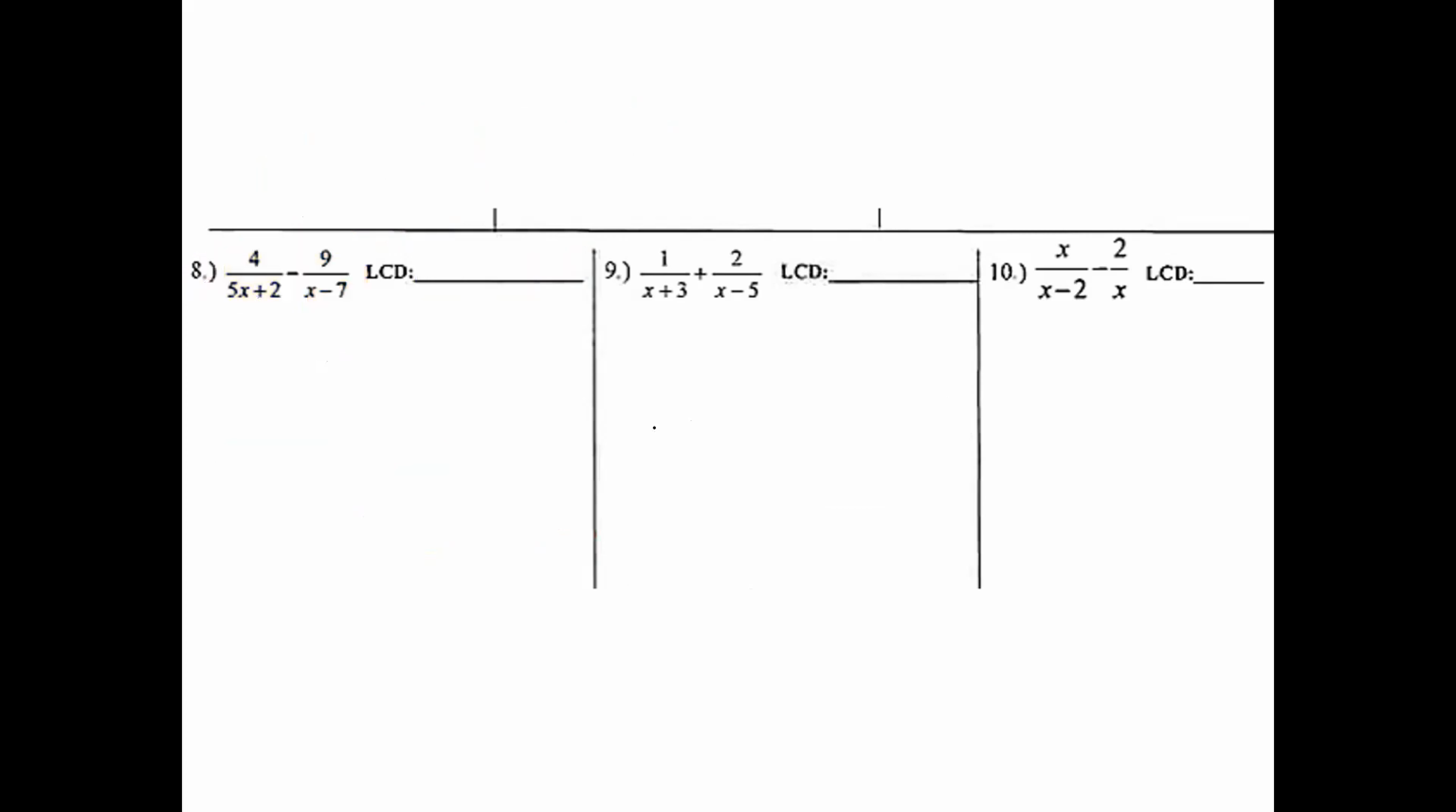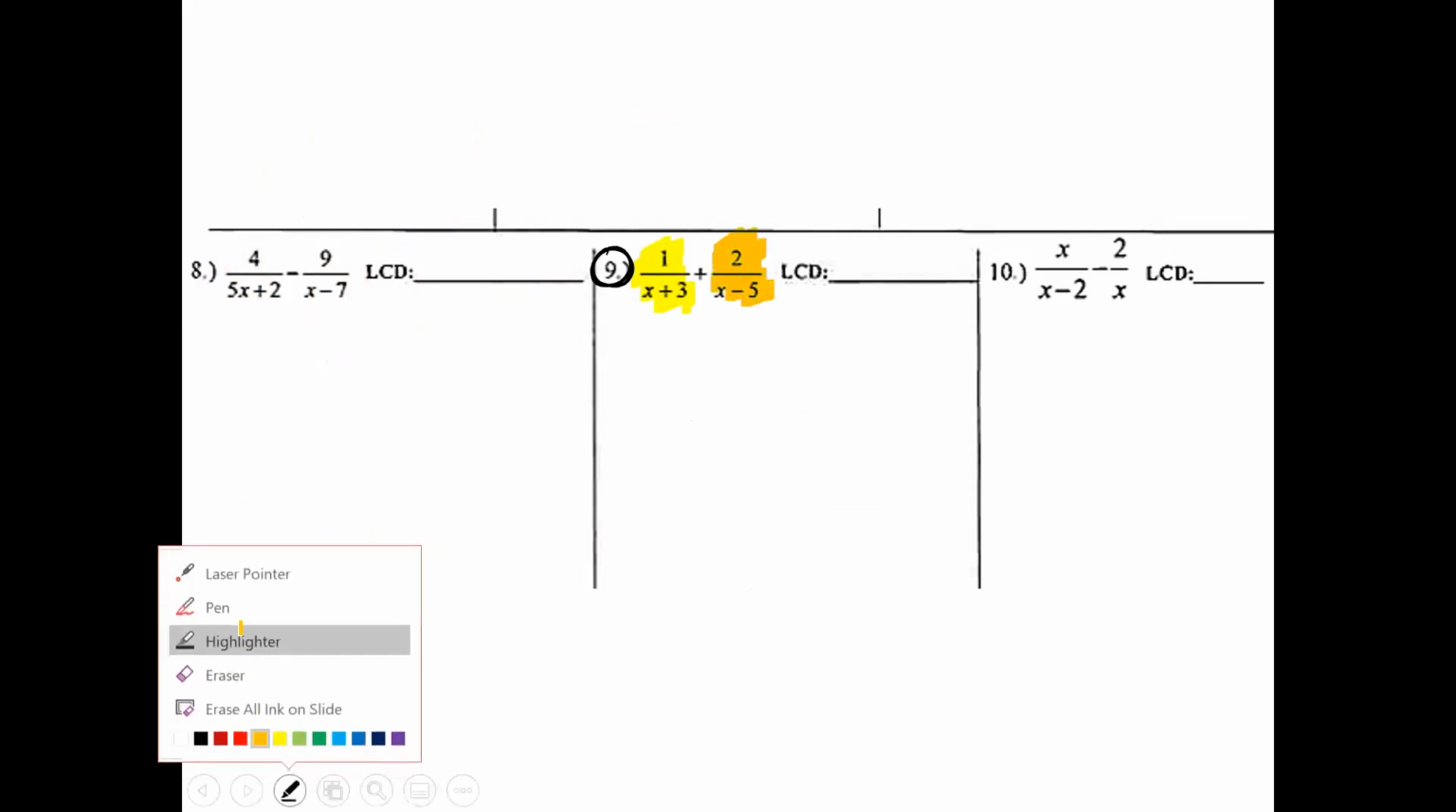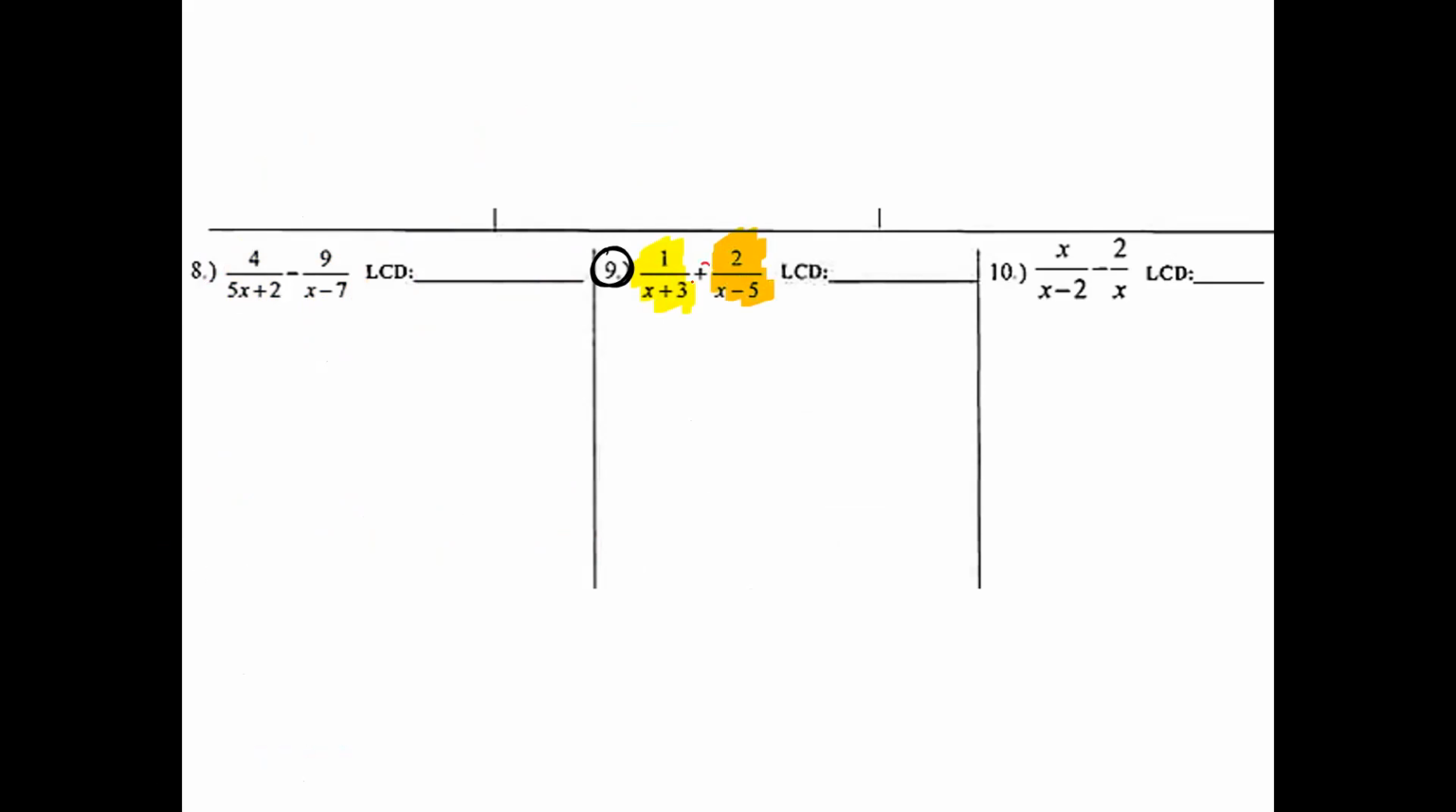All right, let's go ahead and try number 9. For number 9, lowest common denominator. Okay, you have two fractions. You have the yellow fraction, and then you also have the orange fraction. And notice with this one, it's actually a plus, not a minus. Okay, your lowest common denominator is x plus 3, x minus 5.